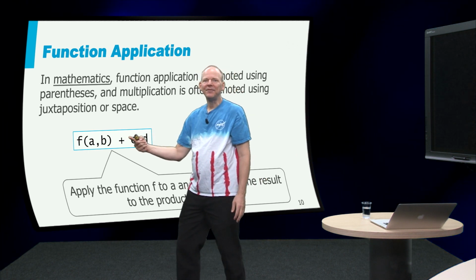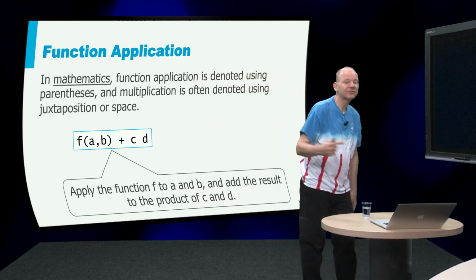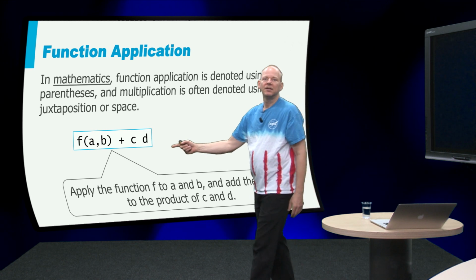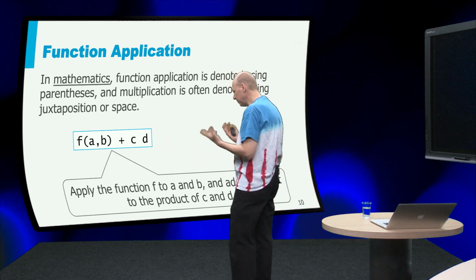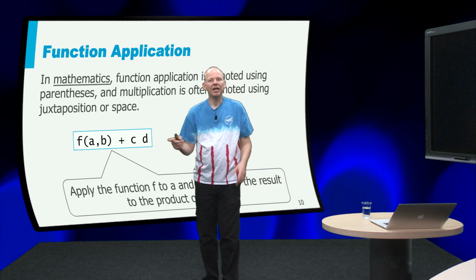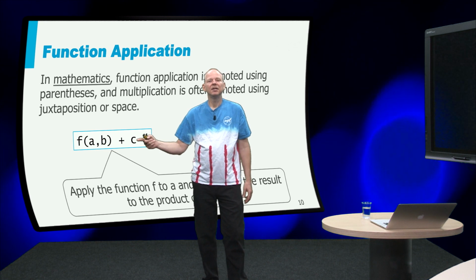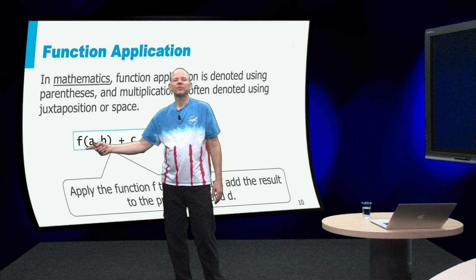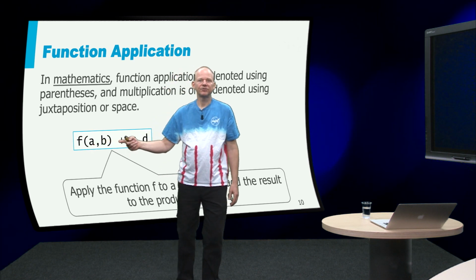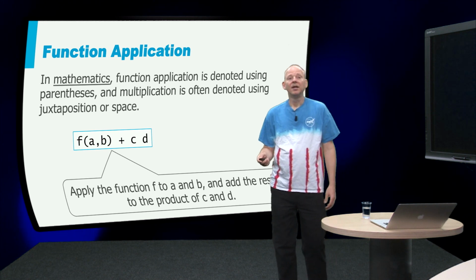Now, in mathematics, and that comes from physics, typically space means multiplication. So if you look at a mathematical textbook and you see c space d, it usually means c multiplied by d, and therefore, when you apply a function, you use parentheses like this to disambiguate.